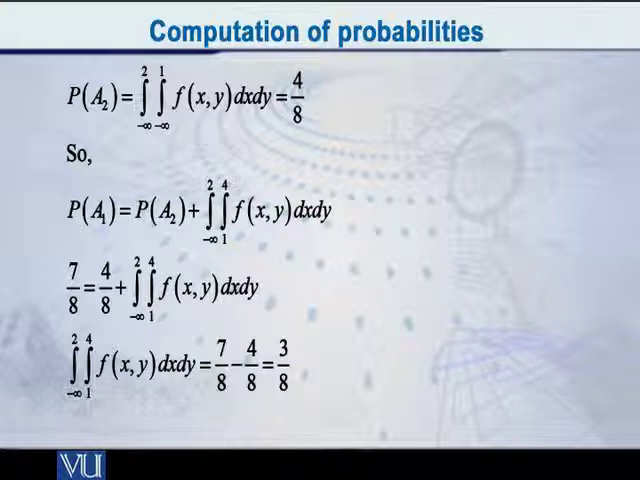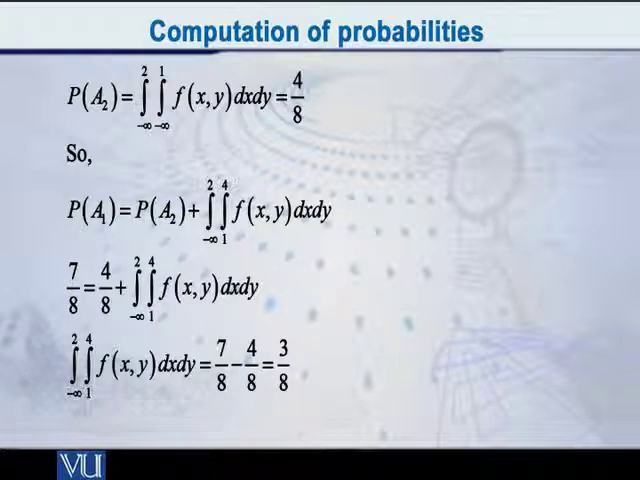अब अगर आप वो उनकी वैल्यूज पुट कर दें, probability of A1 और probability of A2 की वैल्यूज, तो क्या आ जाएगा? 7 by 8 is equal to 4 by 8 plus the integral from minus infinity to 2, the integral from 1 to 4, f of xy dx. तो अब जाहिर है कि अगर आप उसको दूसरी तरफ ले जाएं तो माइनस कर दें तो 7 by 8 minus 4 by 8 is 3 by 8. तो ये वो जो ये वाला इंटीग्रल है that is equal to 3 by 8.